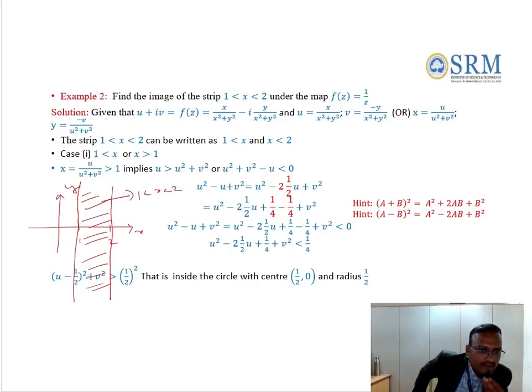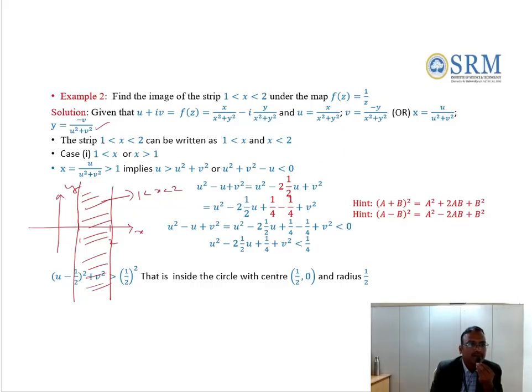Now we are going to find the image of this vertical strip under the transformation f of z equal to 1 by z. So what is f of z? That is u plus iv. 1 by z means x divided by x square plus y square minus i into y divided by x square plus y square. If we equate the real and imaginary parts, we have u equal to x divided by x square plus y square and v equal to minus y divided by x square plus y square, or x equal to u divided by u square plus v square and y equal to minus v divided by u square plus v square, right? As in the previous problem.